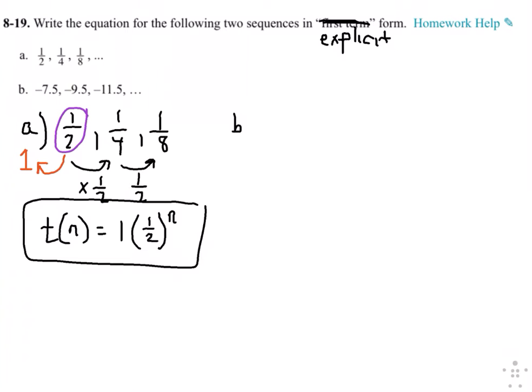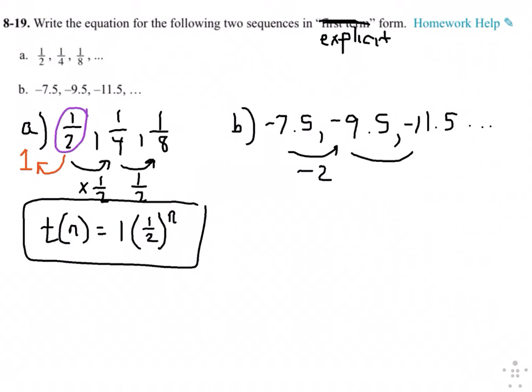Okay, for B, we go from -7.5 to -9.5 to -11.5, right? Okay, so it looks like we're subtracting 2, right? Subtracting 2.